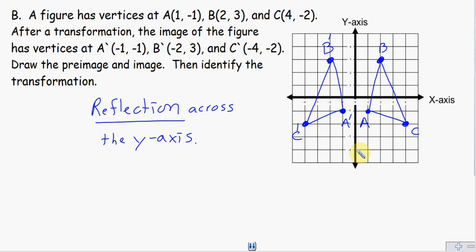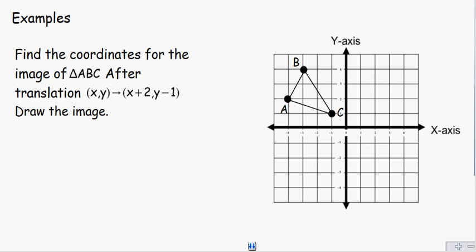So not only do we have to define that it's a reflection, we have to define where it's reflecting across. In this case, the y-axis. You could also think of the mirror. Notice the A's are the same distance from the mirror, the B's are the same distance from the mirror, and the C's are the same distance from that mirror. That's how you know where you're reflecting across. Okay, on to the next example for this video.